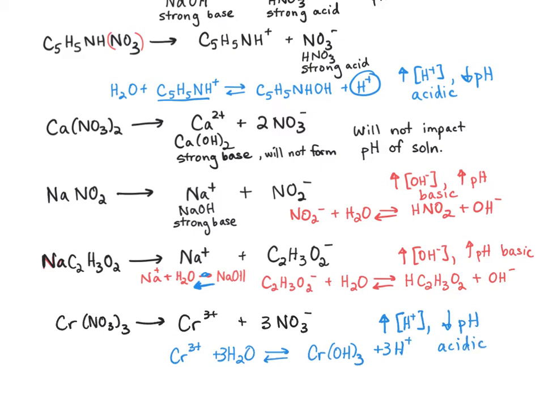I'd say the simplest way to summarize this is that if the cation, like the chromium that we just looked at here, is the conjugate of a weak base, then it will make the solution acidic because it's a conjugate acid. If the anion, like this acetate or this nitrite here, is the conjugate of a weak acid, like nitrous acid or acetic acid, then this conjugate base will increase the amount of hydroxide in the solution and make the solution basic.